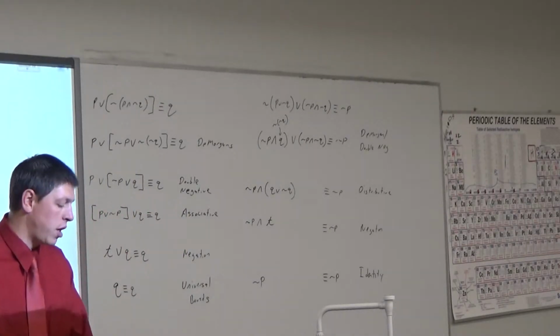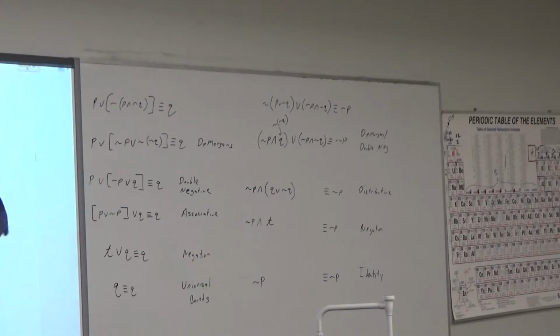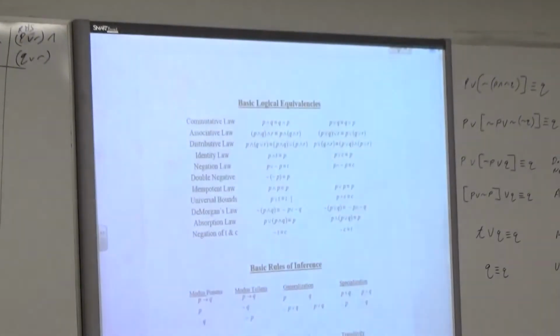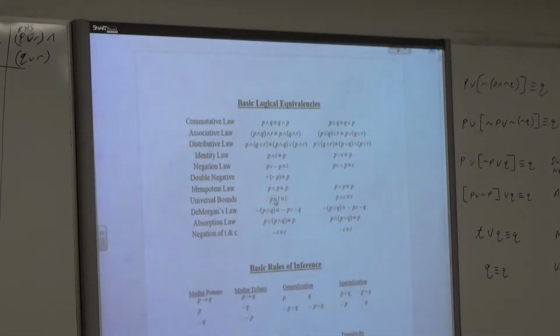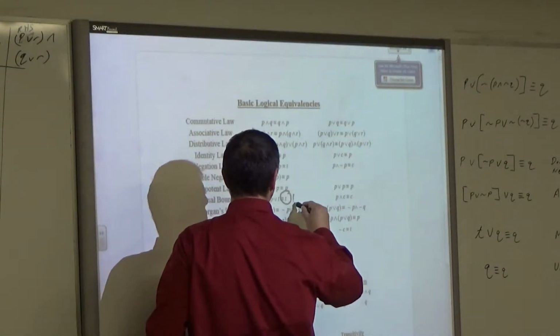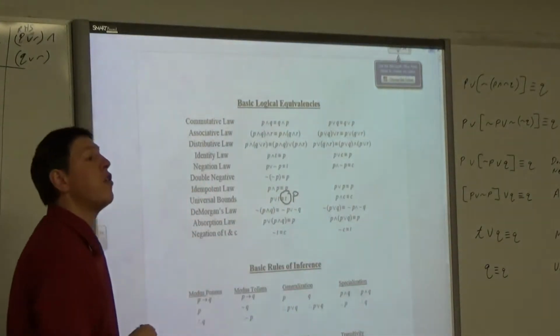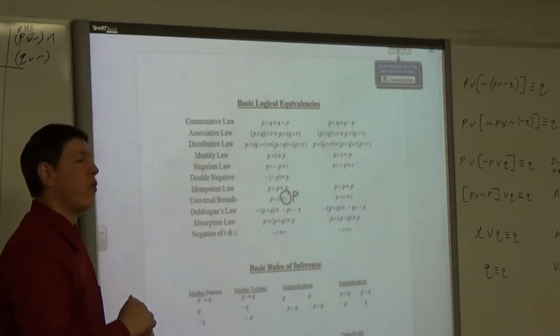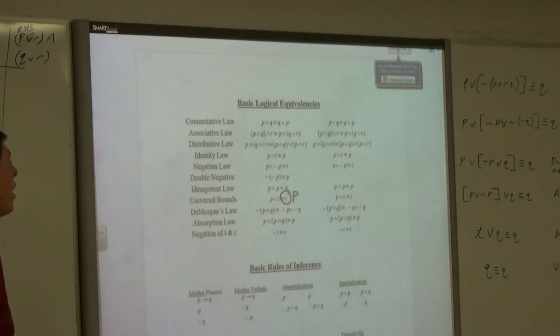Whoever put this together must have made a terrible error on that. Let me bring it up and show you guys specifically what the gentleman caught. Under universal bounds, instead of it saying P or T is equal to T, change that, and this should be equal to P. Thank you for catching that error. I apologize, guys.